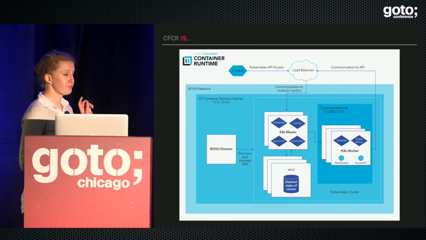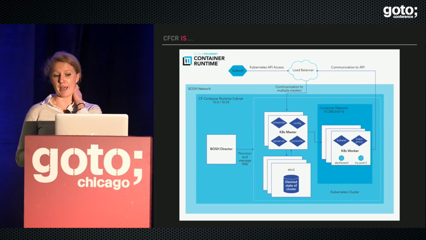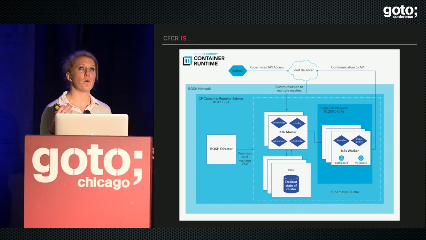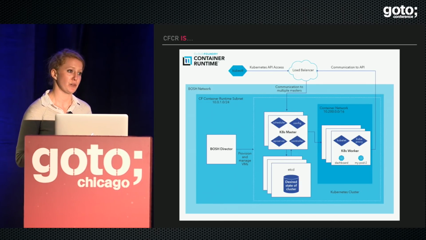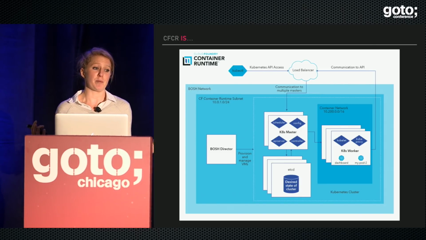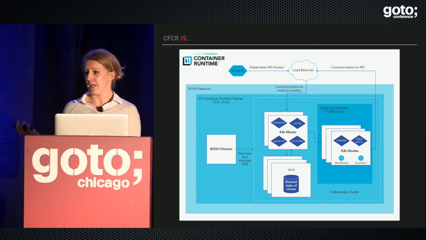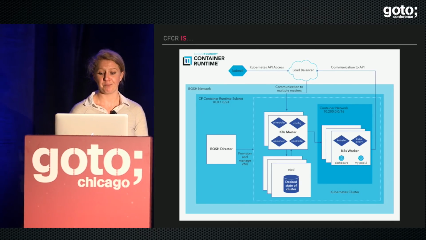Each Kubernetes cluster that gets deployed via the BOSH director is deployed in its own subnet. But if you think back to that BOSH deployment anatomy slide that I showed you, this is just a BOSH deployment. A BOSH deployment is whatever the distributed system is that you're trying to deploy, whether it be Cloud Foundry or, in this case, the container runtime.